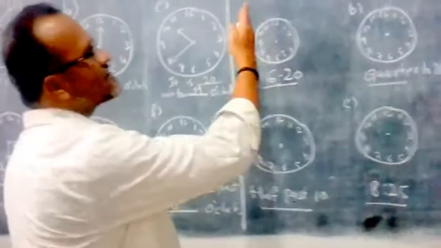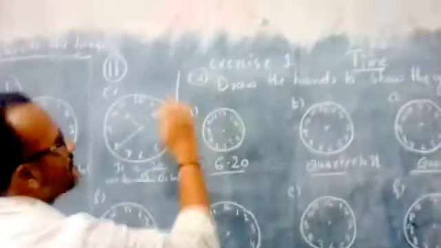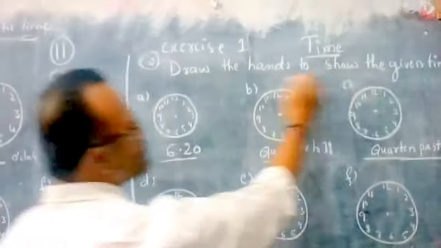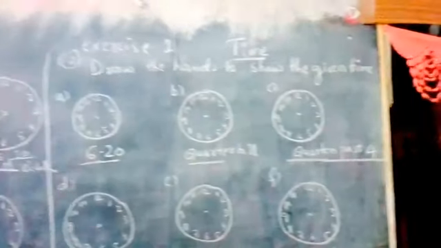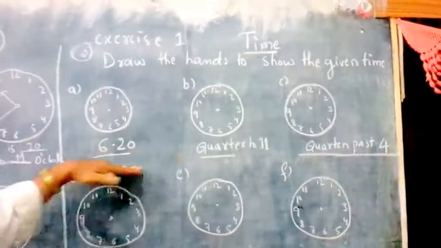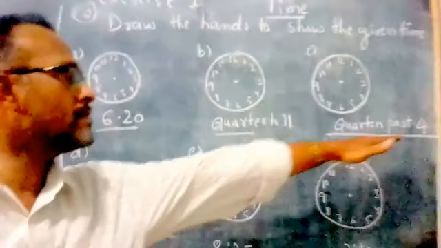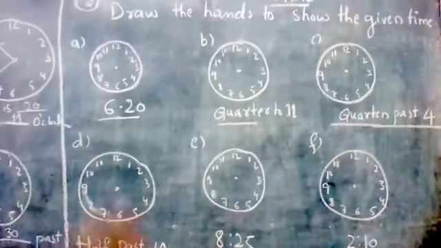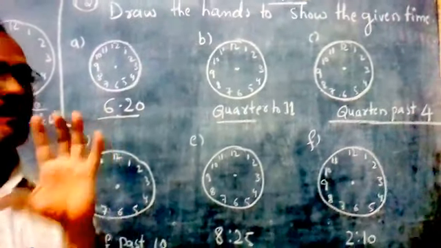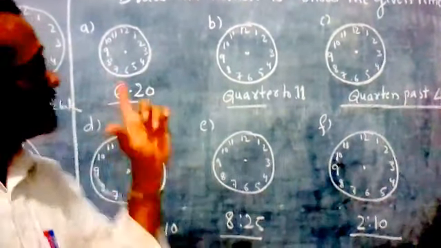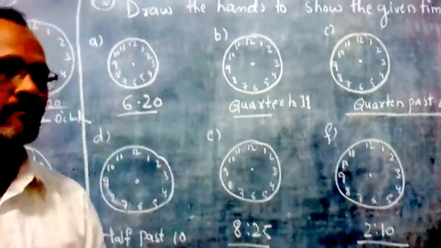Coming on to our next question, question number 2 in the same exercise: draw the hands to show the given time. The times are mentioned here: 6:20, quarter to 11 and quarter past 4. Everything is mentioned here. We only have to draw the given time, representing the hands there.